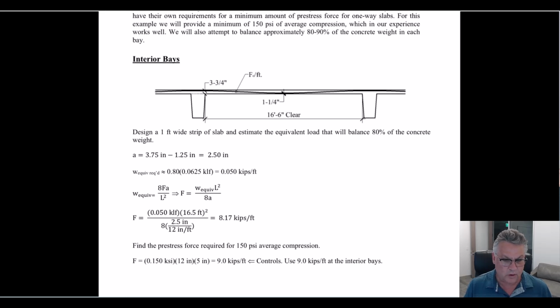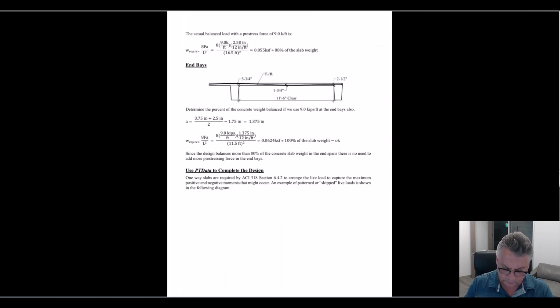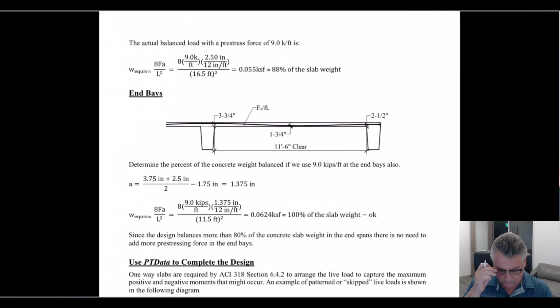of an average force, 8.17. We're going to end up using 9 kips a foot magically, because we always do. And because I have a short end bay, I'm going to end up using that 9 kips a foot at the end bay too. So I'm balancing about 88% of the slab weight with that 9 kips a foot.